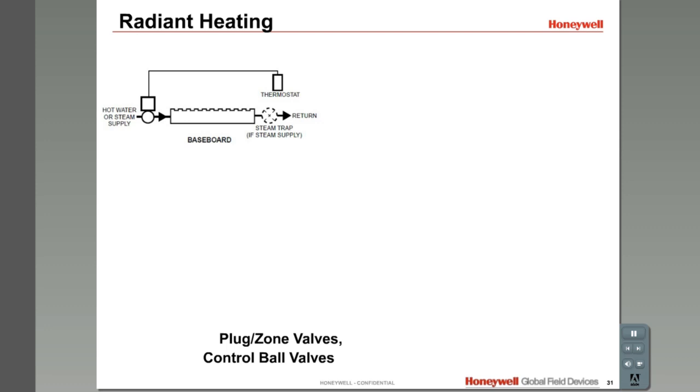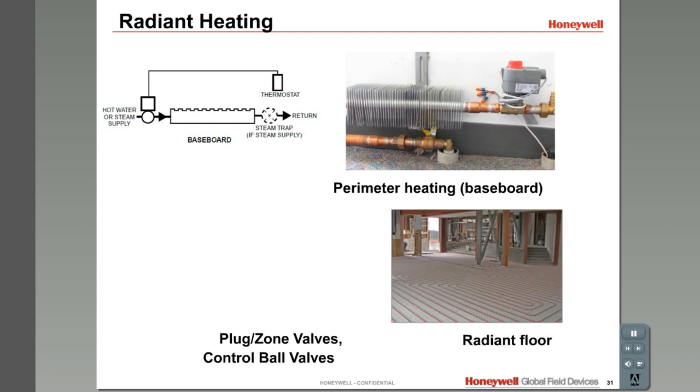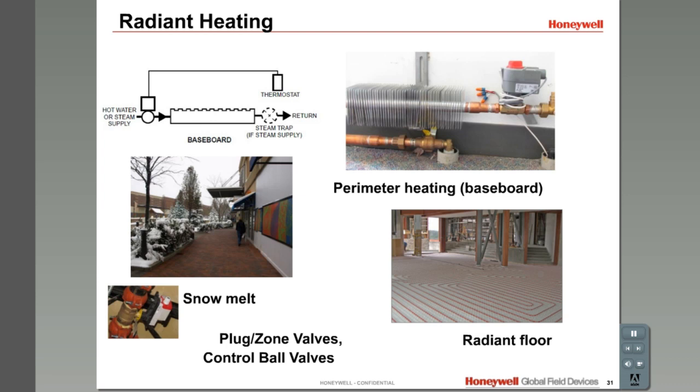Next, I will talk about radiant heating. A common type is baseboard heating that has been used in homes for many years. In commercial applications, it is often referred to as perimeter heating. It is hot water that flows through a pipe with fins that warms the air with radiant and convective heat. Radiant floor is similar, but the pipes run under the floor, and the heat radiates up from the floor to the entire area. Snow melt is similar, but outdoors.